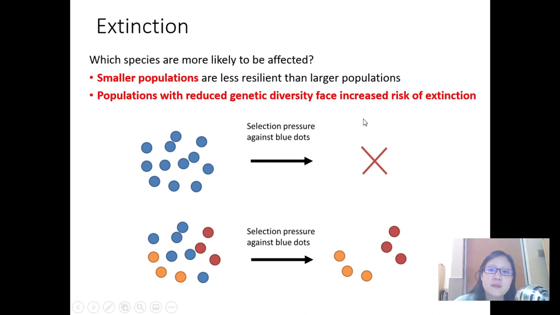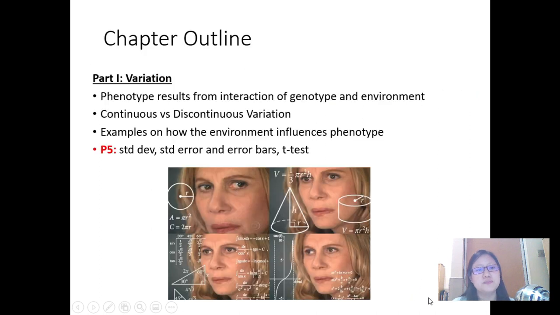And this is true because when there is no diversity, it is less likely that a few individuals can survive. For example, we have a population of blue dots here. If there's a selection pressure against blue dots, none of them can survive, so they're extinct. However, if there's genetic diversity of yellow, red, and blue dots, when there is selection pressure against blue dots, at least the yellow and red ones can survive and make sure the population can reproduce.